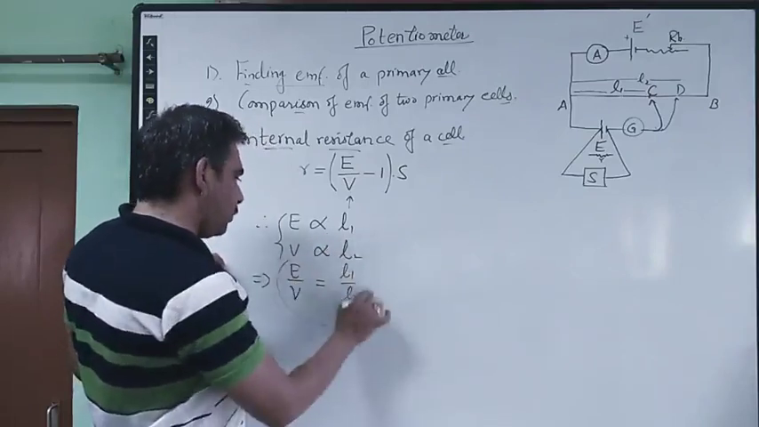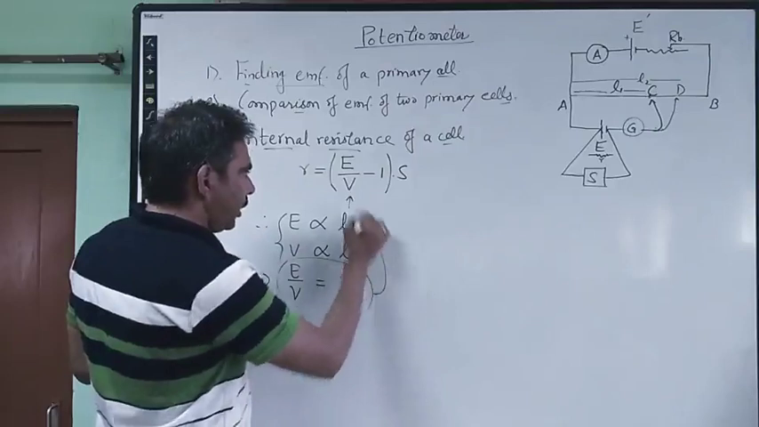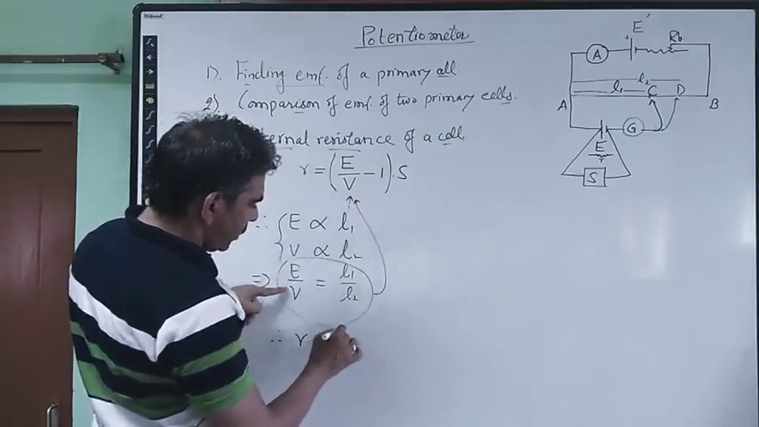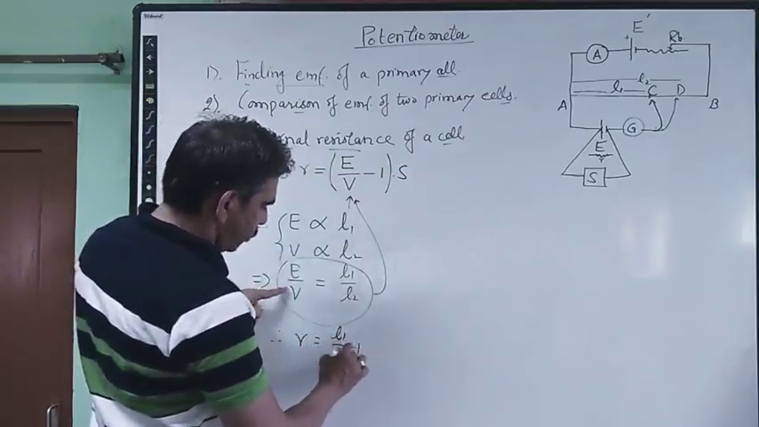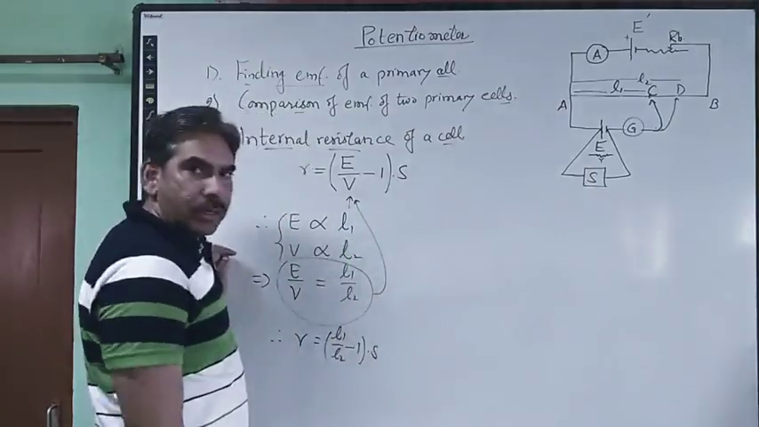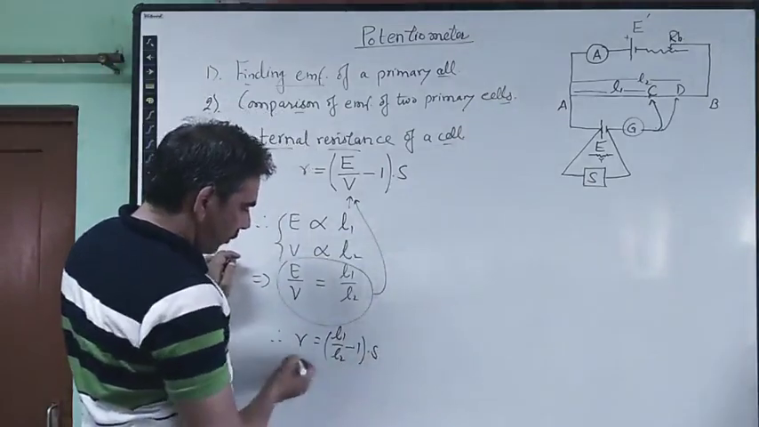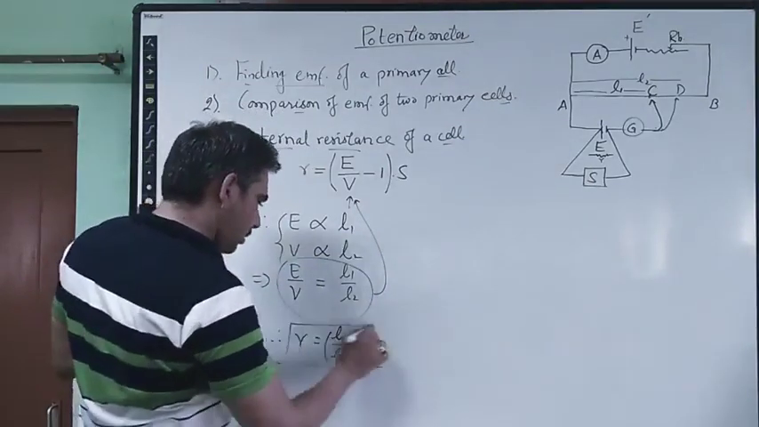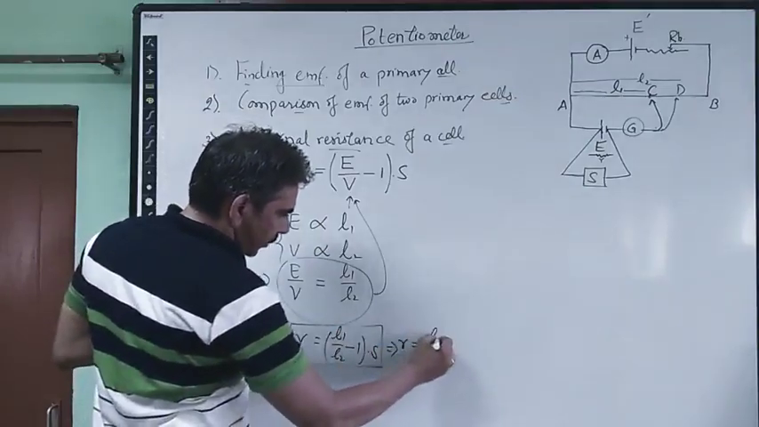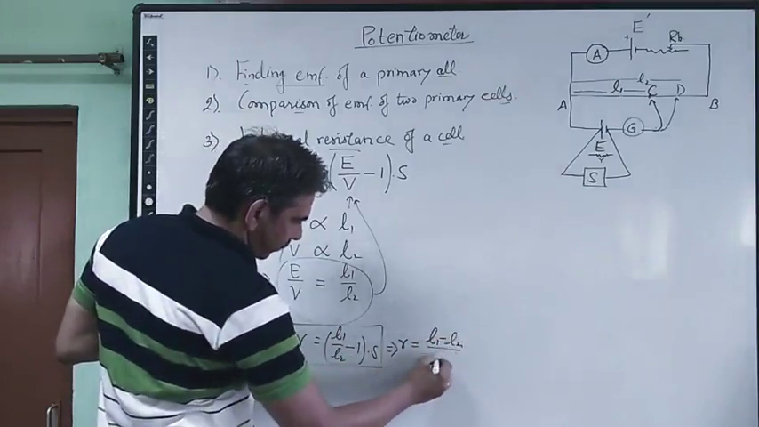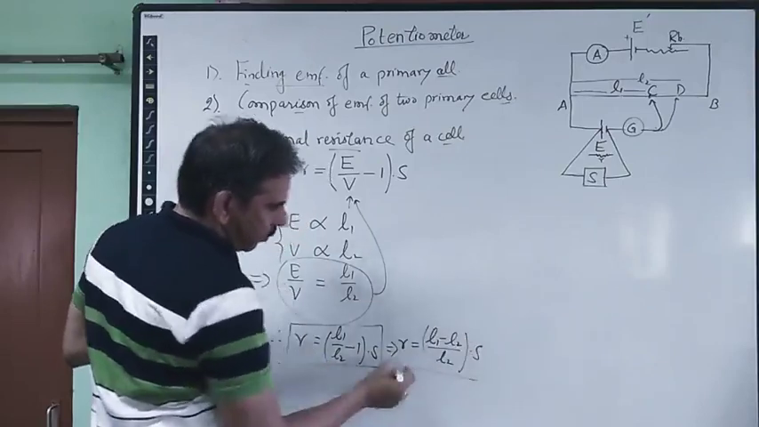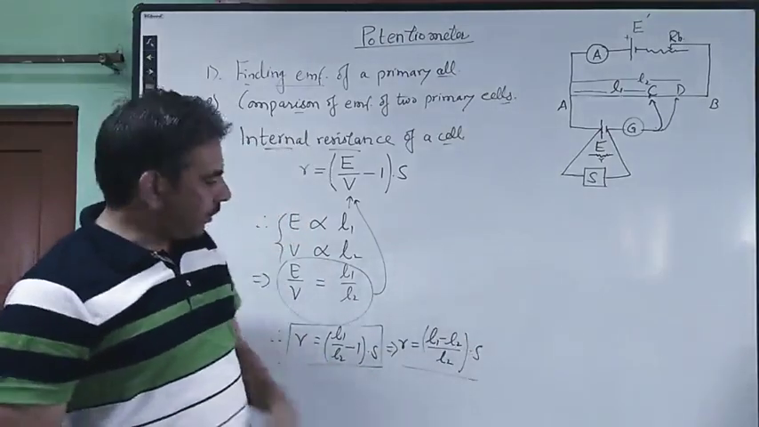So we substitute this value of E upon V and write the formula for the internal resistance, which is L1 upon L2 minus 1, into S, the resistance we have introduced. This remains the formula for the internal resistance. We can slightly put it in this form: r is equal to, on taking LCM, L1 minus L2 divided by L2, into S. So this remains the formula for the internal resistance of the cell, which we find with the help of the potentiometer.